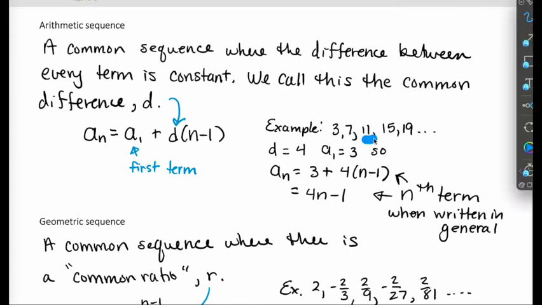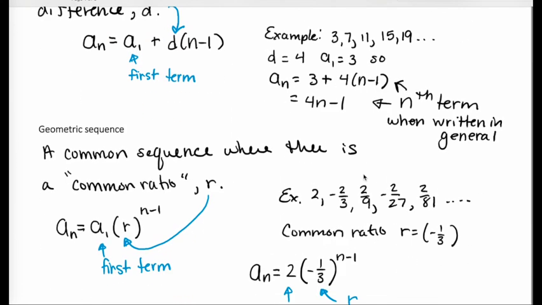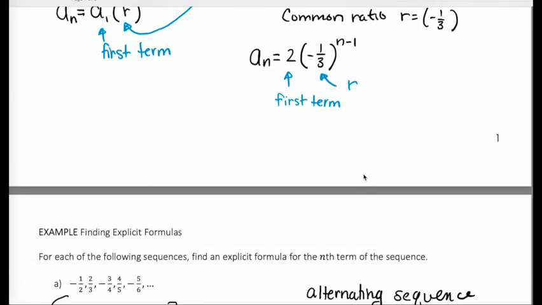If I want to check to see if I get 11 from my third term, I put in 3 for n. I could put it either here or here, it doesn't matter. And I get 4 times 3 is 12. 12 minus 1 is 11. Now, there are lots of different sequences, but these are the two most common.